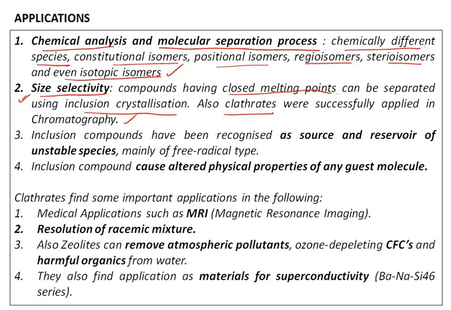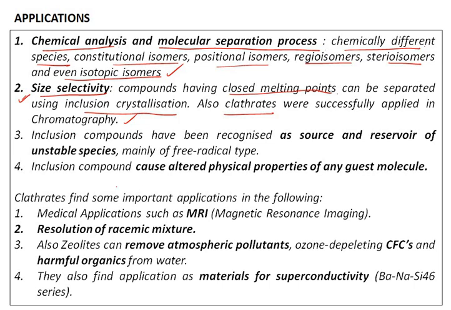Now, inclusion compounds have been recognized as a source and reservoir of unstable species. Many times we wanted to know the mechanism of a particular reaction, and sometimes there are intermediates or free radicals involved, and we want something that can trap the intermediate or free radical. So what could be a good example then? Inclusion compounds. A host molecule can have that property to trap the intermediate or free radical, and we can have an idea of what mechanism the reaction is following, right?